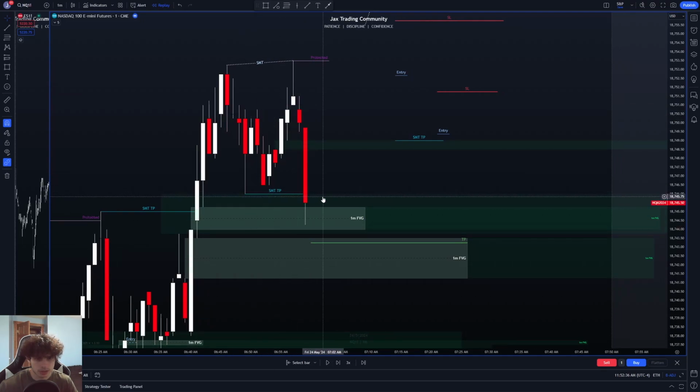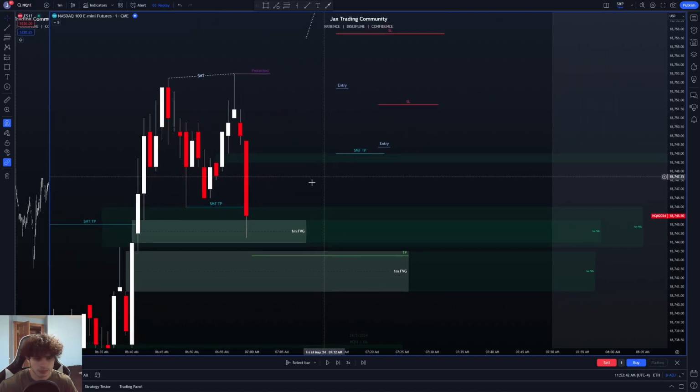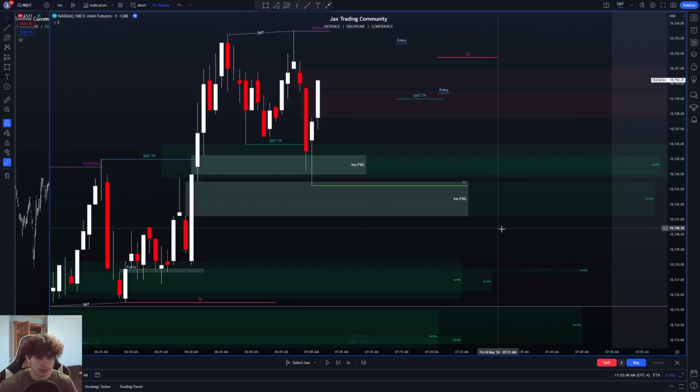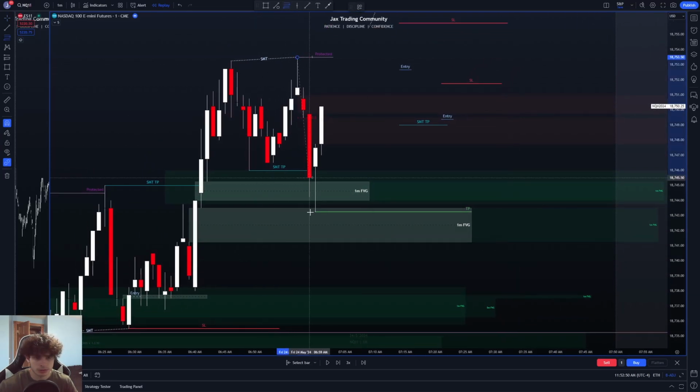Right here, your SMT TP gets hit. Here's your retracement to the 1 hour fair value gap. You also have a little liquidity gap here. We also tap into this 1 minute fair value gap. You could take an entry.